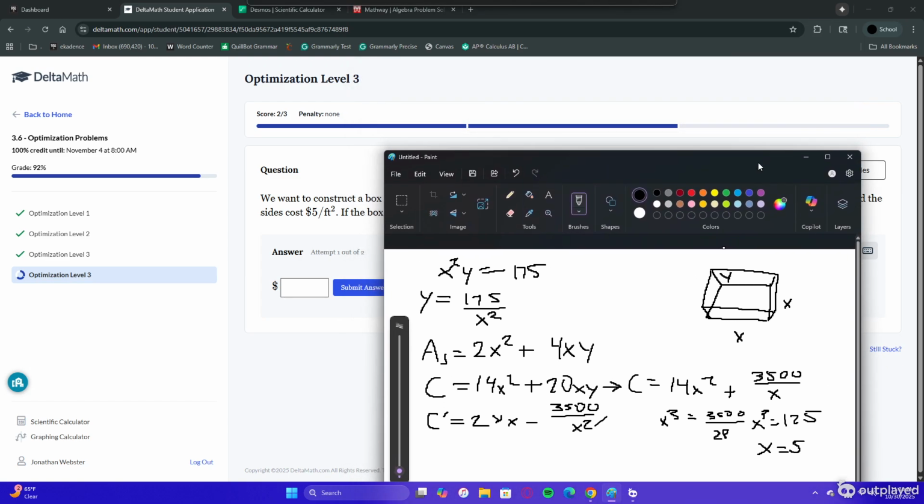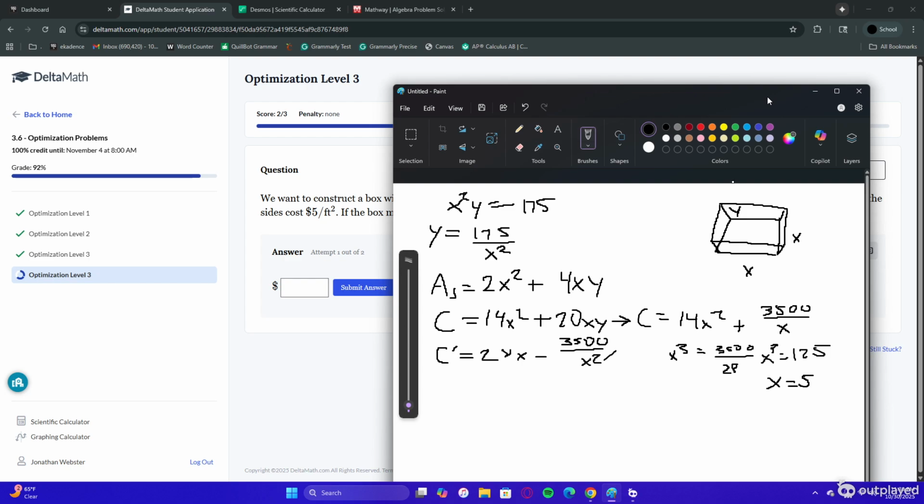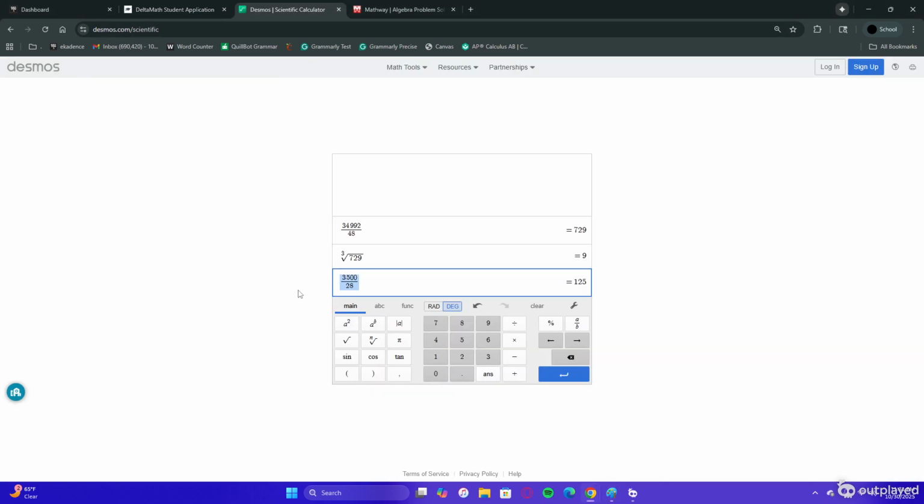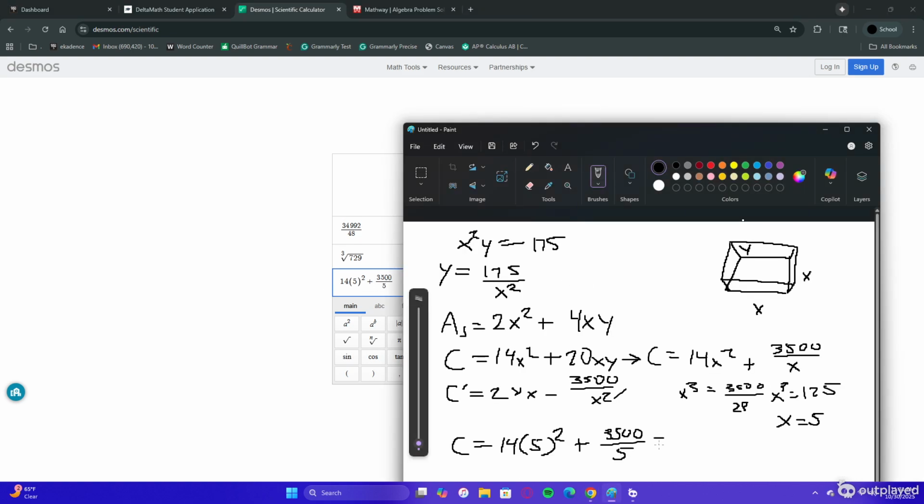So now that we have our x value, we can just plug into our cost function, right? So the cost is equal to 14 times 5 squared plus 3,500 over 5. And that's equal to $1,050.